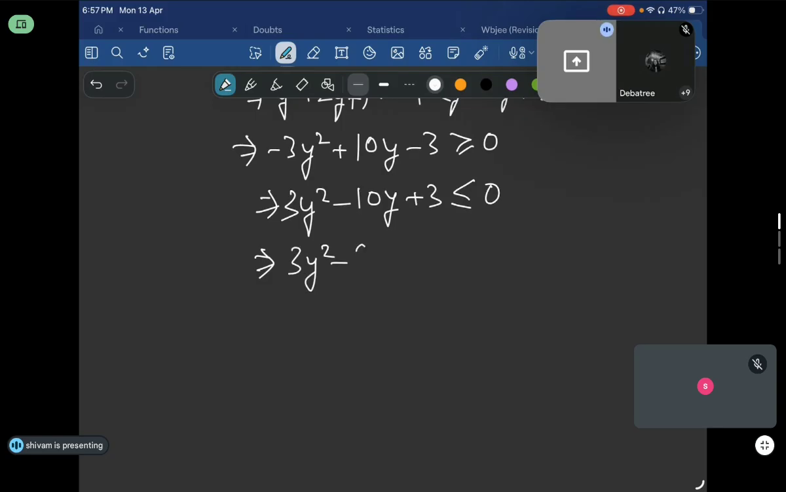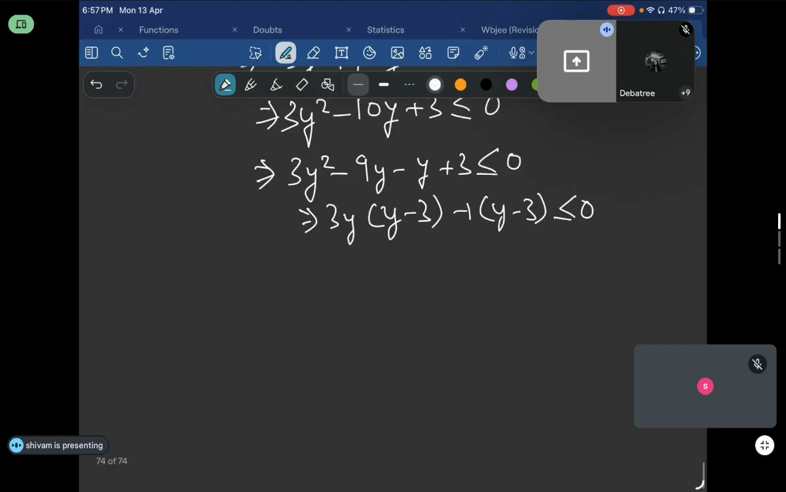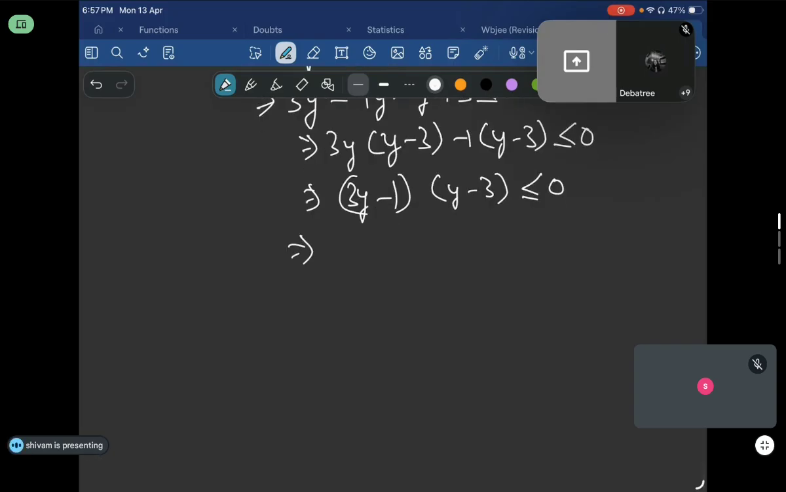This will become 3y square minus 9y minus y plus 3 is less than or equal to 0. This implies taking 3y common, y minus 3, minus 1 common, y minus 3 is less than or equal to 0. This implies (3y minus 1) into (y minus 3) is less than or equal to 0. This implies y belongs to closed interval 1 by 3 comma 3. Remember, this will give us our result.